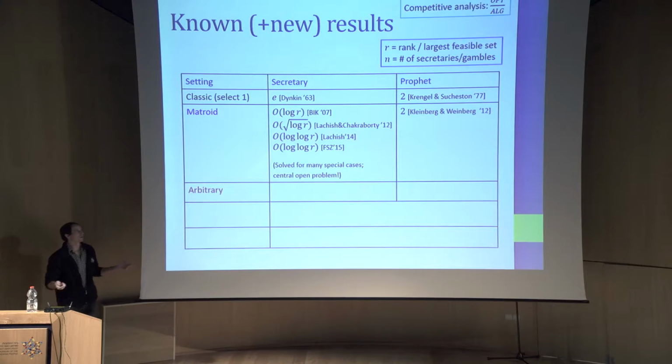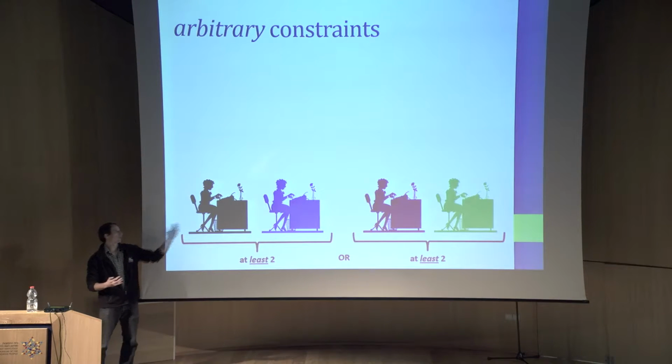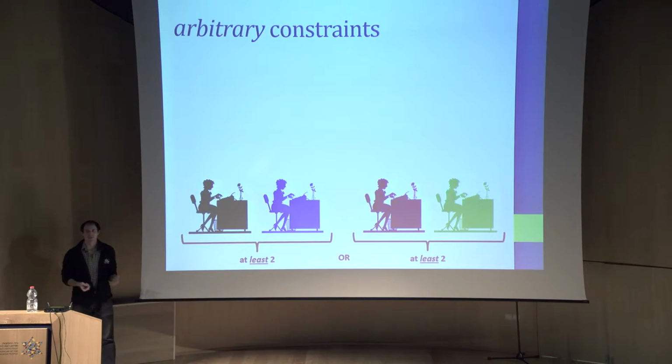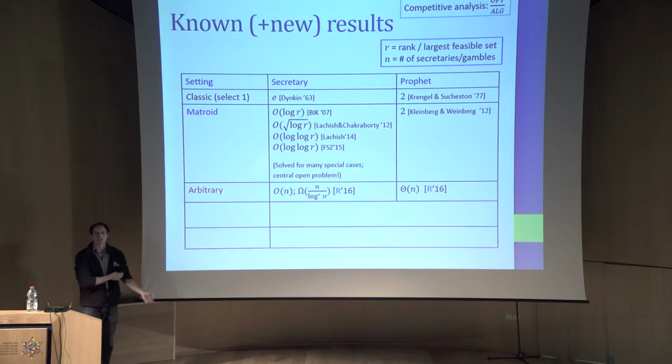So like Noam said, if you're talking about an arbitrary constraint, it can be something like a constraint where you have to pick both of these secretaries. So it's not necessarily a downward closed constraint. And if I have to pick two secretaries and I have no idea whether or when the other secretary is going to come, then it's essentially hopeless. And we can show almost linear upper and lower bounds on the competitive ratio.